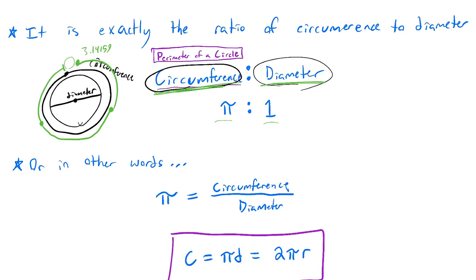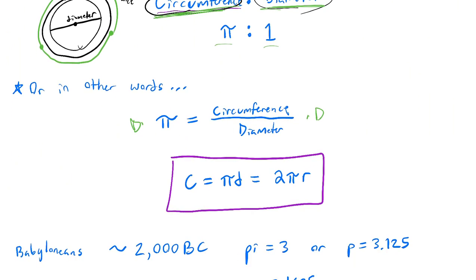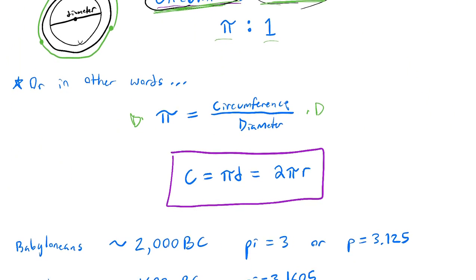Or another way you might know it is if we just multiply by diameter on both sides, we get that the circumference is equal to pi times diameter, or 2 pi r. That's really just the definition of pi, but rewritten instead of as a fraction to be no denominators on bottom. That's it, okay? Now, here's a brief history of pi, okay?